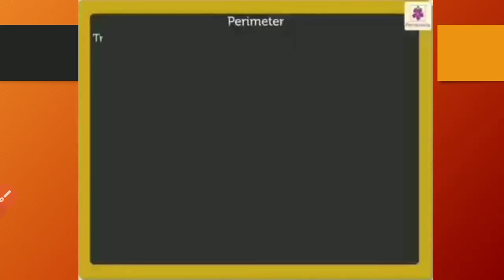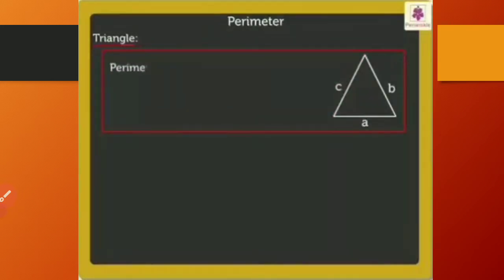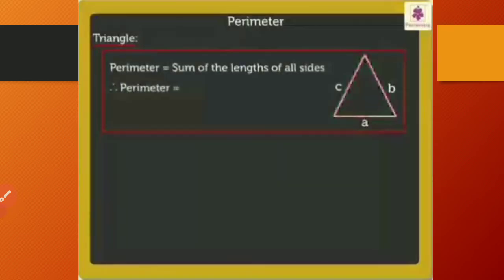Let's start with the triangle. A triangle has three sides, side A, side B and side C. To find the perimeter of a triangle, we add the lengths of all its sides. Thus, perimeter of a triangle is equal to A plus B plus C.